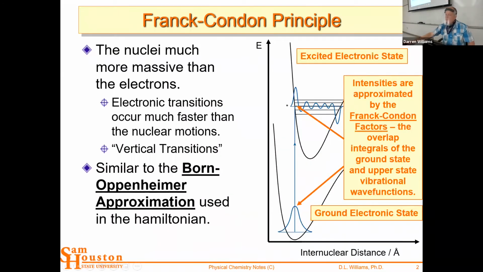And so here's the diatomic molecule, and there are a couple of principles associated with transitions in electronic spectroscopy. That is the Born-Oppenheimer approximation, or Franck-Condon principle. The electronic transitions occur much faster than the nuclear motions, and so these are vertical transitions in this energy level diagram.